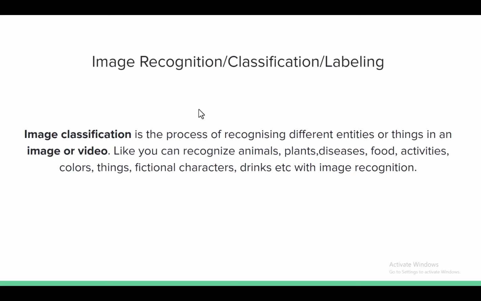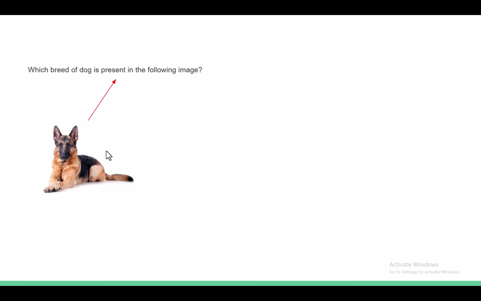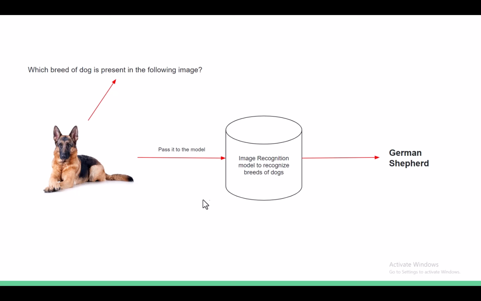And now let's understand image classification with the help of an example. So suppose that we got this image and we want to know which breed of dog is present in the following image. So to check that, we are going to take an image recognition model which can recognize different breeds of dogs. And we are going to pass this image to our model, and our model is going to return the result that German Shepherd is present in the following image. So here the main thing is this image recognition model which can recognize different breeds of dogs.